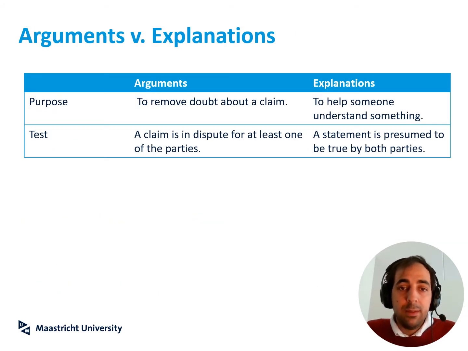To summarize, arguments are usually meant to remove doubt about a claim, whereas explanations are meant to help someone understand something. This distinction matters because we tend to use different analytical tools to assess whether something is a good argument or whether something is a good explanation. And for the most part, we'll look at how well they fulfill these purposes, right? So if an argument doesn't remove doubt about a certain claim, it's not a great argument. Similarly, if an explanation doesn't help you understand something, it's not going to be a good explanation.